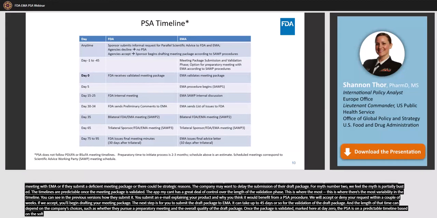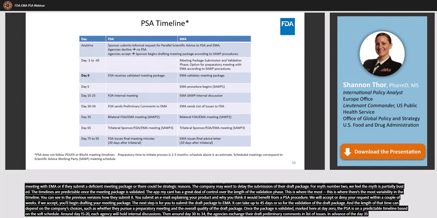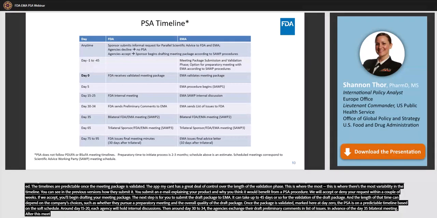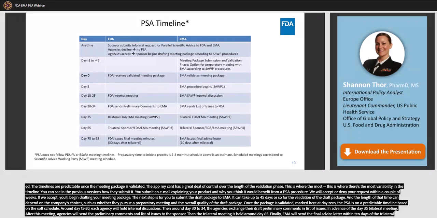Around day 15 to 25, each agency will hold internal discussions. Then, around day 30 to 34, the agencies exchange their draft preliminary comments and list of issues in advance of the day 35 bilateral meeting. After this meeting, agencies will send the preliminary comments and list of issues to the sponsor. Then the trilateral meeting is held around day 65. Finally, EMA will send its final advice letter within 10 days of the trilateral, and FDA will send its meeting minutes within 30 days.